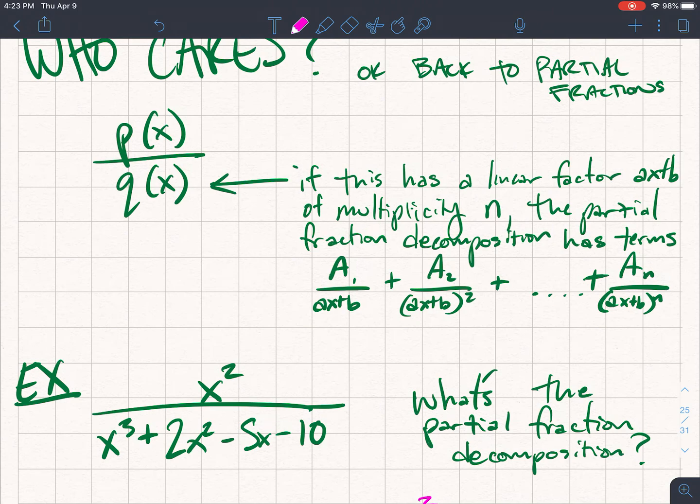Here's a problem. Write down the partial fraction decomposition of this guy. You don't need to find the constants. Just write down what the fractions are going to be. You don't need to go through the whole finding what number goes in the numerator there. Pause the video and do it.